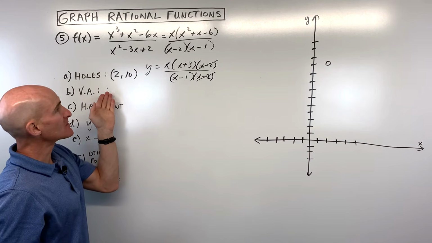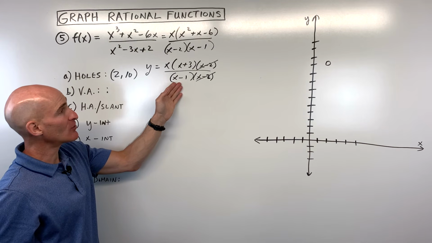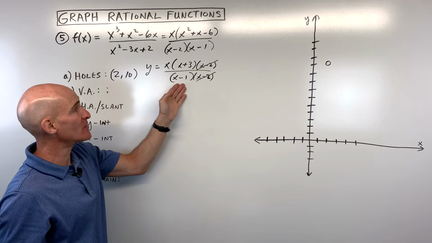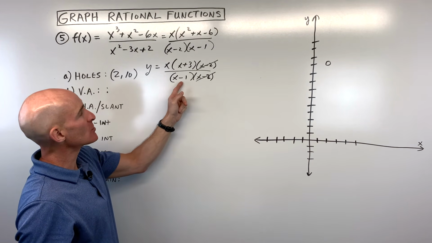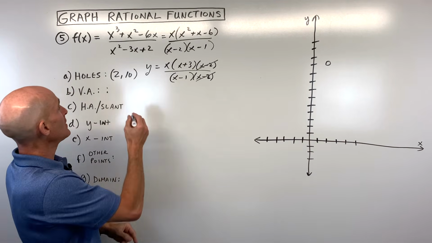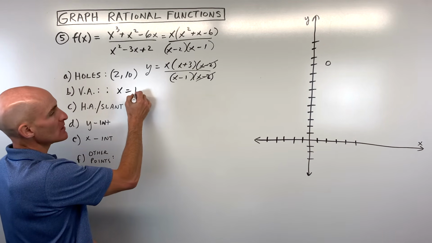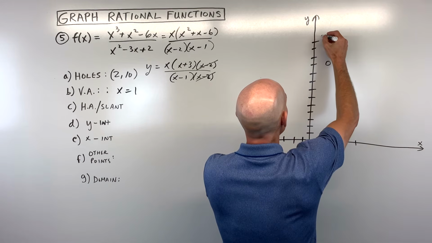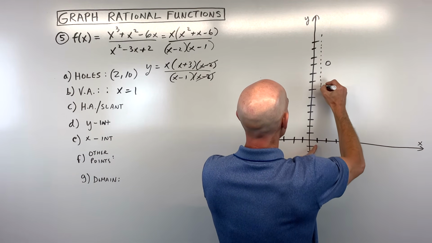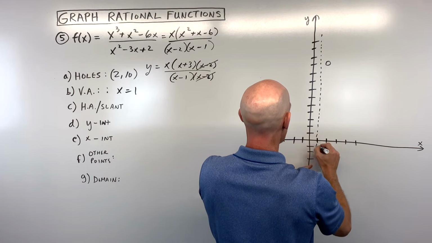Now for the vertical asymptotes, we want to set the denominator equal to 0, because we can't divide by 0, that's undefined. So if I set this equal to 0, that means that x equals 1 would be our vertical asymptote. So that's going to be right here. Draw this as a dashed or dotted line right through x equals 1.